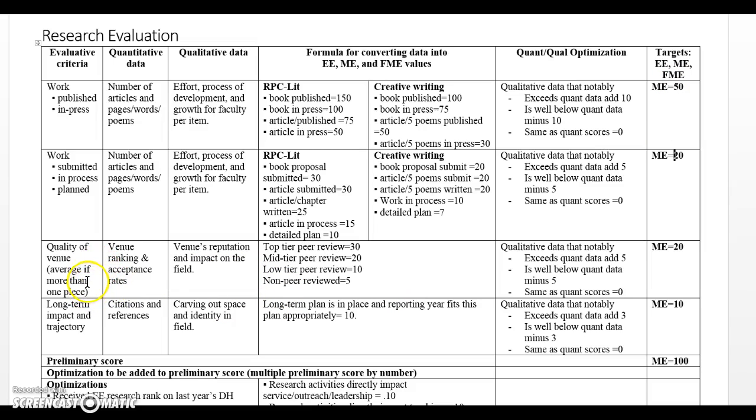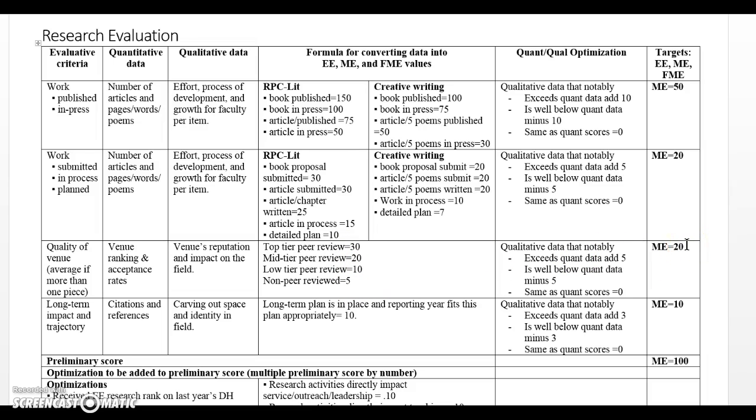Now, we're going to go to quality of venue. These are going to be added up individually, as you can see, and if you have more than 1, we will just add them up and put them here. But the quality of the venue, I'm going to have to average. So if you have a top peer review journal article, and then if you have a non-peer-reviewed article, I'm going to just average it, and that would probably come out to 20 or something like that.